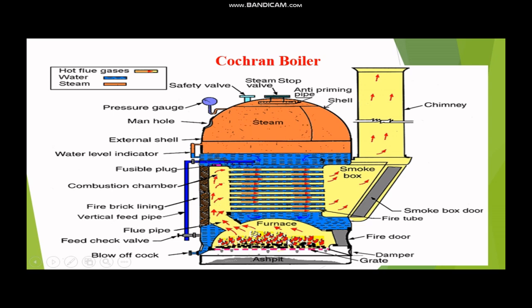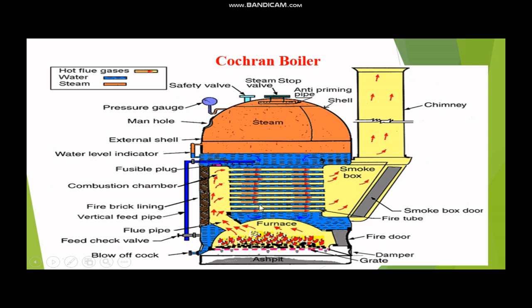Now we'll see the working. Here is the furnace. Inside the furnace combustion takes place, so there is a burning process. This is the ash pit, where the ash collected after the burning process goes, and the grate is this portion below the furnace where the combustion process is done.